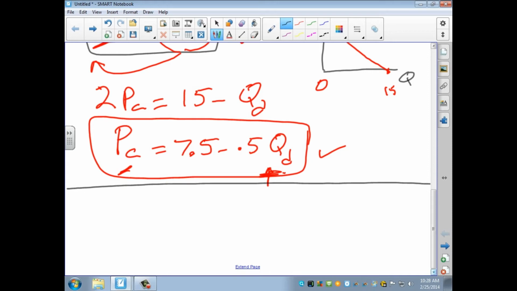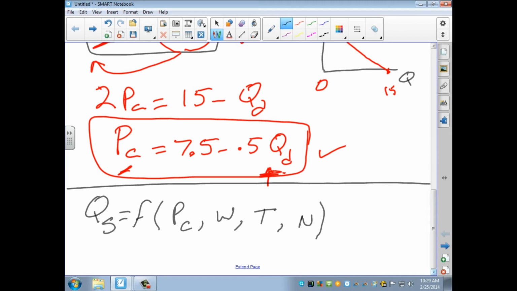Again, we assume that the quantity supplied of copper is a function of several variables. The four most important are the price of copper, a wage index, a technology index, and the number of active mines. So again, 4 independent variables on the right-hand side, and the dependent variable, quantity supplied, on the left-hand side.